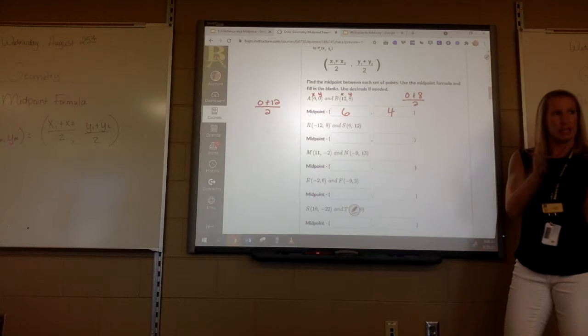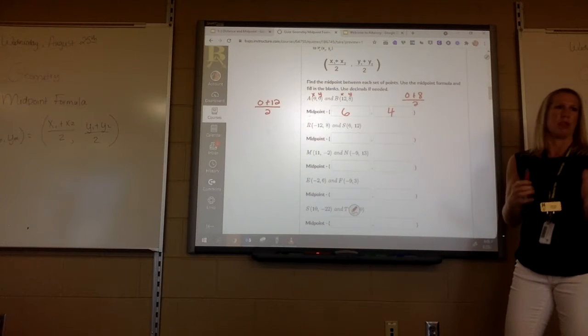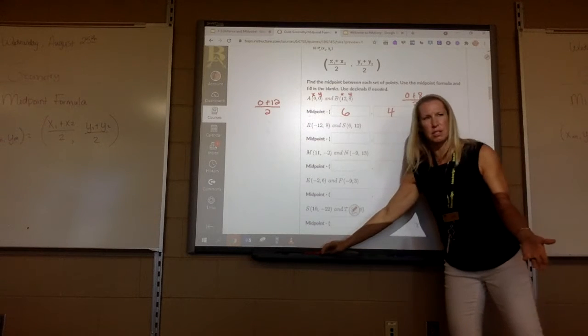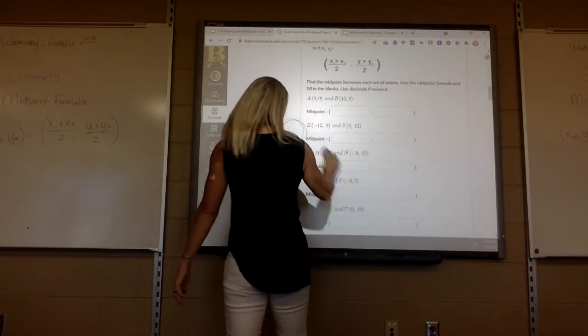So add the x's together, divide by 2, then add the y's together, divide by 2. Are you guys okay with that? Okay. Is it easier than distance formula? Yeah. Okay, I think so too. You just have to do them separate.